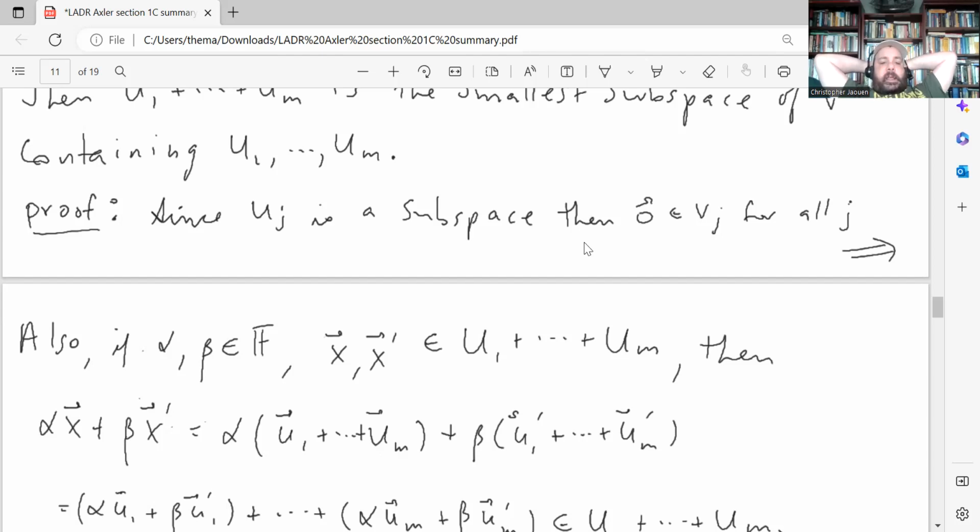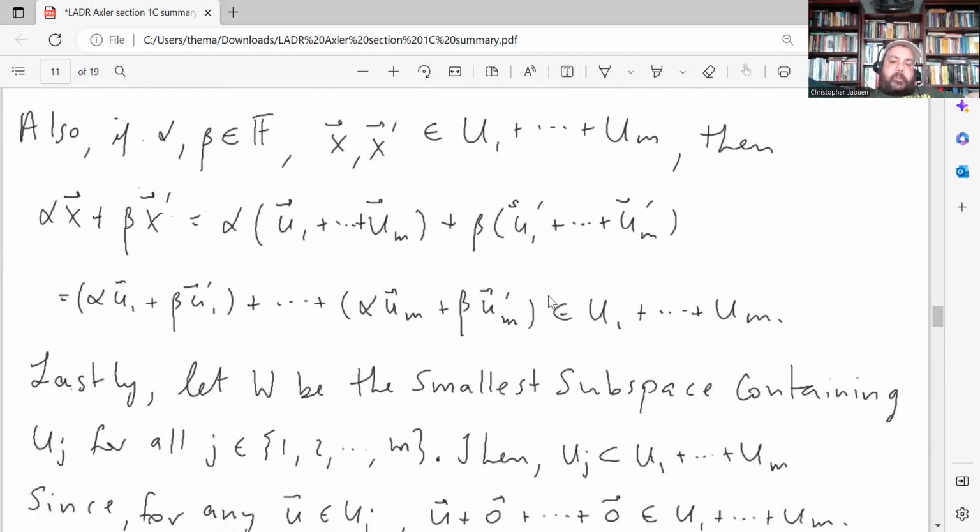Also, if alpha and beta are arbitrary scalars from the field F, and x and x prime are arbitrary vectors from the sum U1 through UM, then if you take the linear combination alpha x plus beta x prime, that's equal to alpha times U1 plus ... up to UM plus beta times U1 prime plus ... up to UM prime, and then you just rearrange things using the algebraic rules for vector operations, and you get this new sum here.